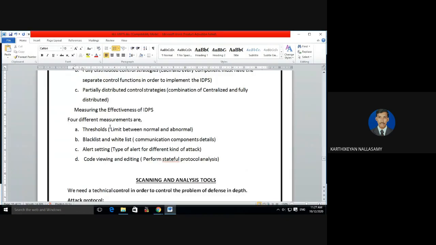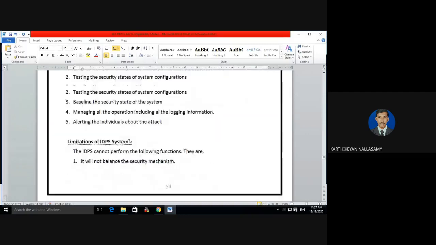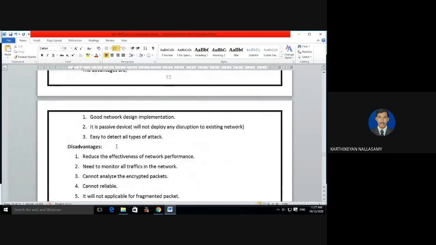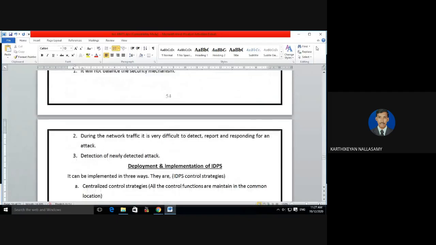Based on that, what different measurements are we going to detect? These are attack thresholds. We create a blacklist and whitelist, indicating that if something comes like this, it will be considered an attack, and these kinds of activities are considered not an attack. Alert settings, code viewing and editing, and performing stateful protocol analysis. Clear? These are the different measurements we have to use for deployments. Okay, so this is the way we implement the concept of IDPS systems in our organization. I'll move on to the next one.